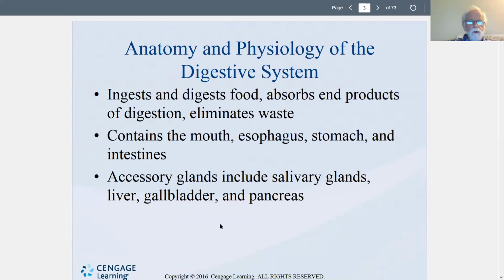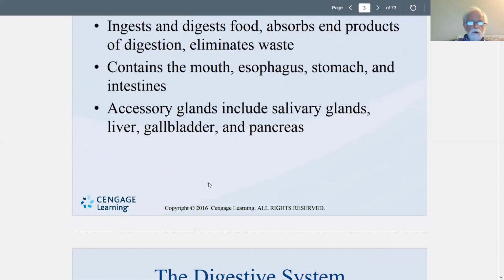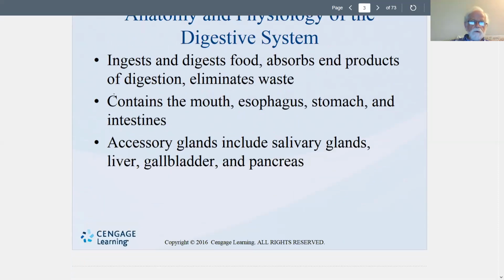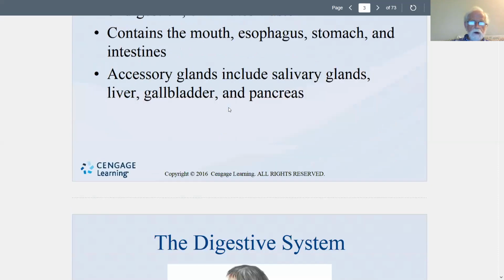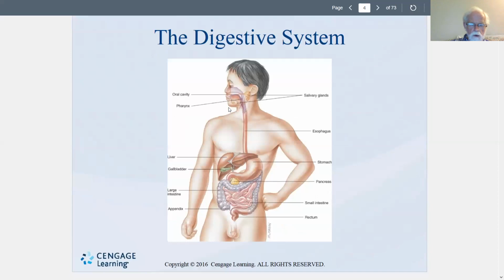So we start with the mouth, go into the esophagus, the stomach, the intestines, and then we have various glands that include salivary, liver, gallbladder, and pancreas that are involved in this process of ingestion, digestion, and absorption of materials. So here is a graphic.